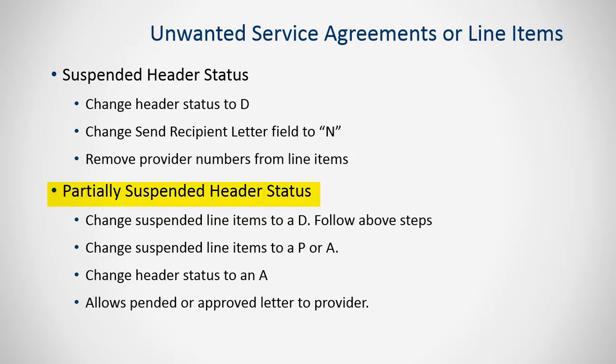Unwanted suspended line items on a partially suspended service agreement can also be changed to deny in the same manner. Or the edits can be resolved and the line item changed to approve, which will generate a letter. If the provider needs to know the line item cannot be approved yet because of outstanding edits, you can change the status to pend, so a letter is generated. Changing the suspended line to approved or pend allows you to change the header status to approved and remove the service agreement from your queue.